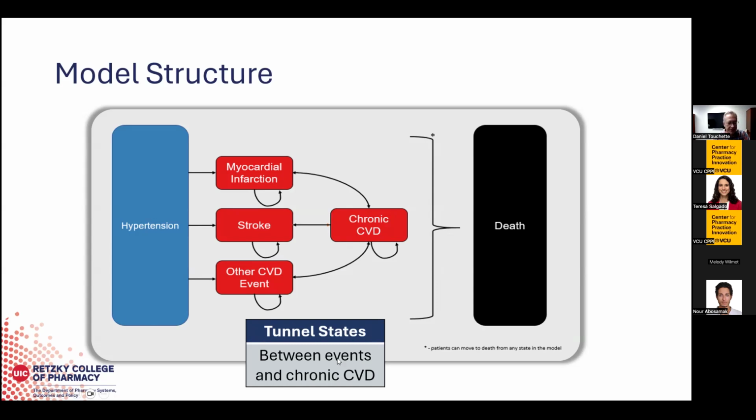We also had what are called tunnel states between these different events and chronic CVD. So for patients, say, who had a myocardial infarction, their risk of having a subsequent MI is higher for the first few years until it finally falls to kind of a more steady state type of level, which is when they would end up in the chronic CVD state. Likewise, with stroke, we incorporated higher risks of other cardiovascular events occurring post-stroke. At any point in time, from any of these, patients could die of natural causes or could die of CVD-related causes, and would end up in this death state. So that's the model that we used.